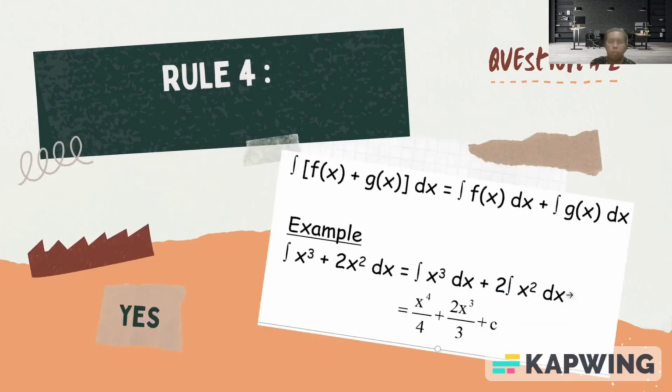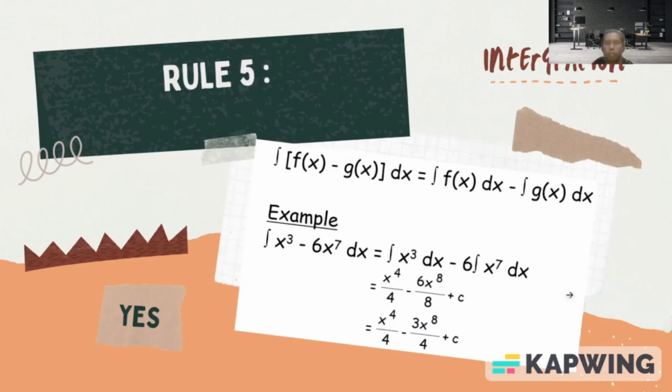For rule number 4, we have the function f(x) plus g(x) dx. As an example, we have x to the power of 3 plus 2x to the power of 2 dx. That means we integrate one by one. We become x to the power of 4 over 4 plus 2x to the power of 3 over 3 plus c.